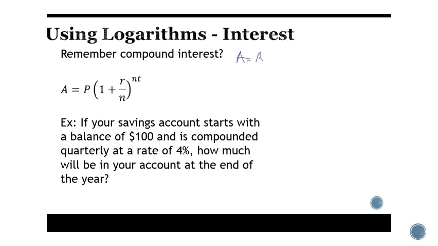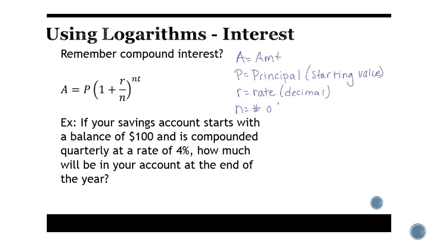A stands for the amount in your account. P stands for the principal or the starting value. R is the rate, the interest rate. And remember, if we have an interest rate, we have to write it as a decimal value instead of a percentage. N stands for the number of times compounded in 1 year. And then t stands for time in years.